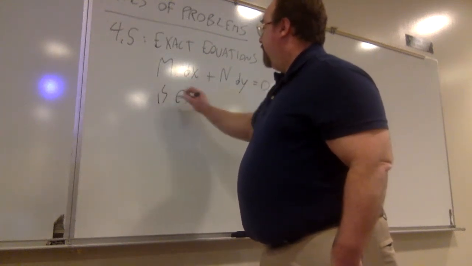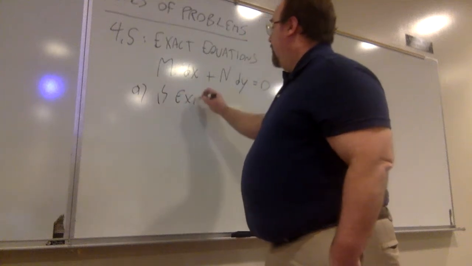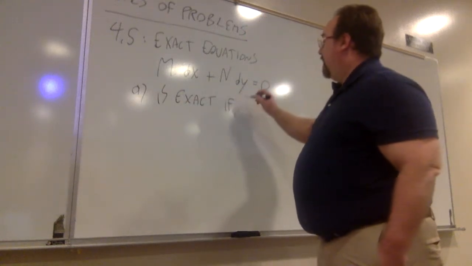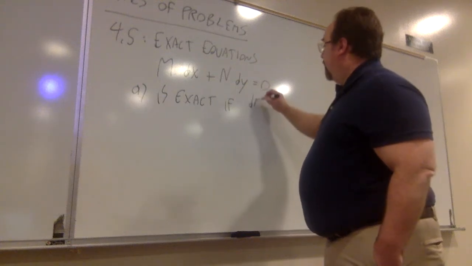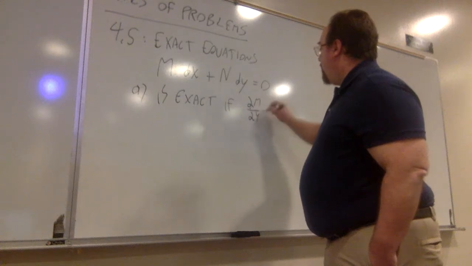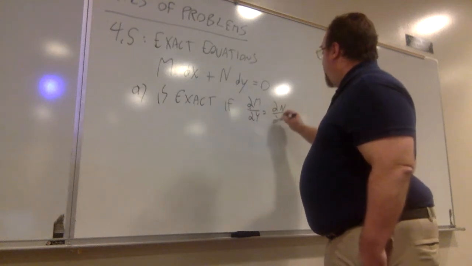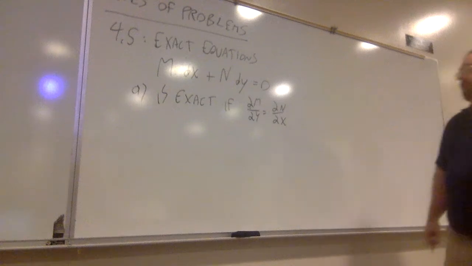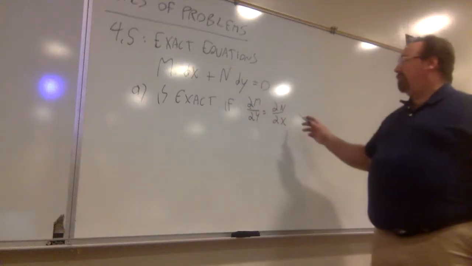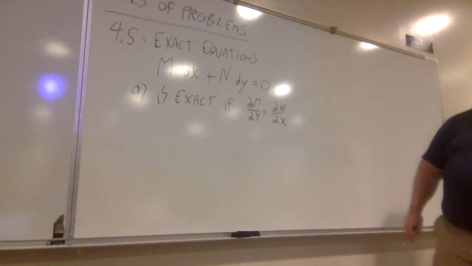So very first thing you do, you check if it's exact. So if a derivative of m with respect to y is equal to a derivative of n with respect to x. So right off the bat, check that. Notice m is what's multiplying dx, n is what's multiplying dy. Which variable you differentiate by, it's always the opposite.